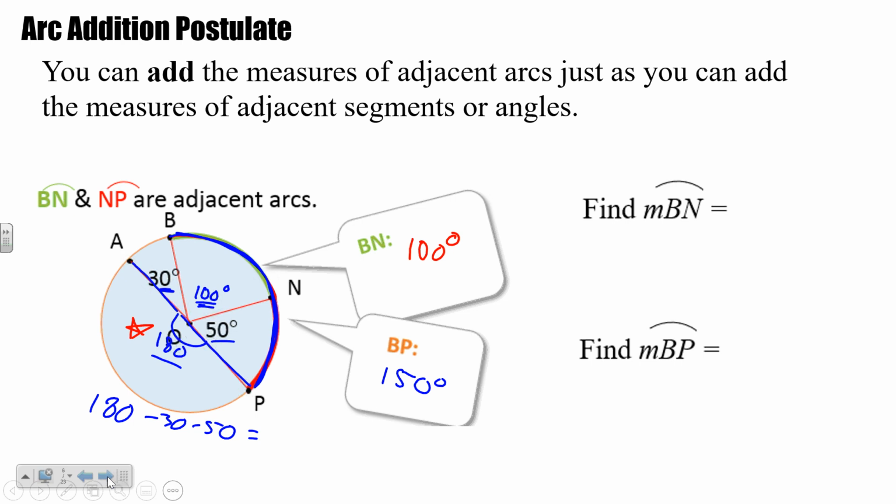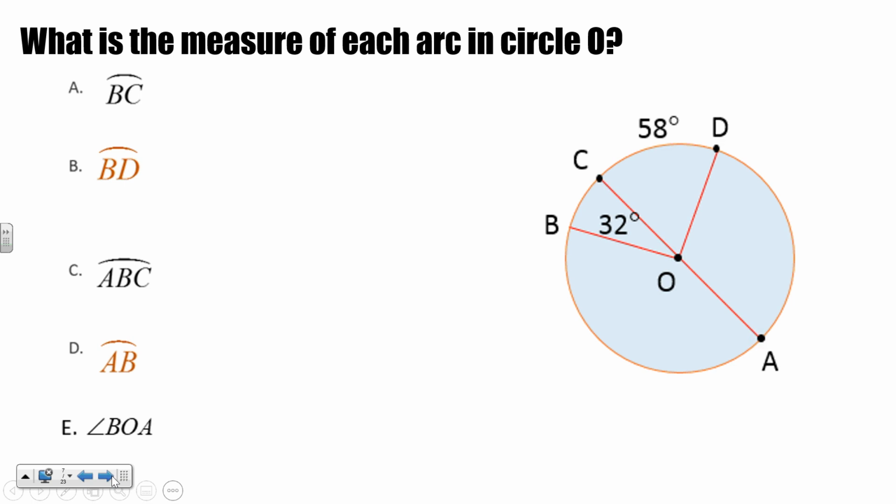The reason I say that is because you'll have problems that look like this, where we have to find all these angles. They list BC, BD, ABC, AB, and the angle BOA. Now remember, the angle BOA is just another angle. Before we find all that, I think it helps by realizing we have 32 here. Sometimes they label the angle down here, sometimes up here. Technically this 32, they're labeling the angle, the 58, they're labeling the arc. I like to put it all down in the middle.